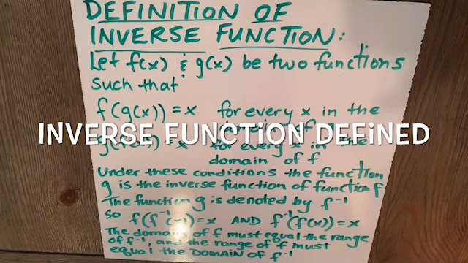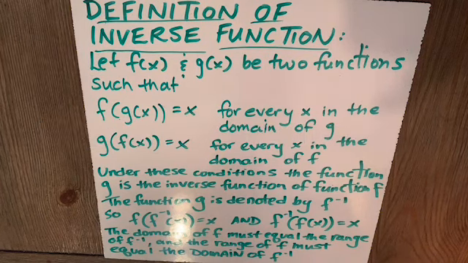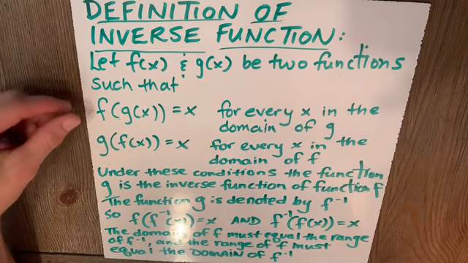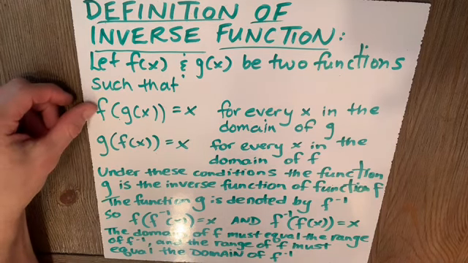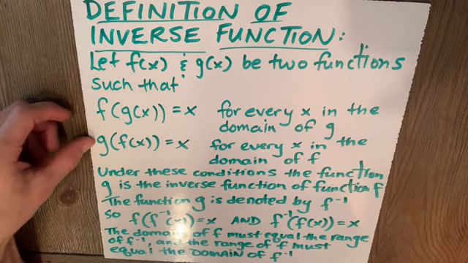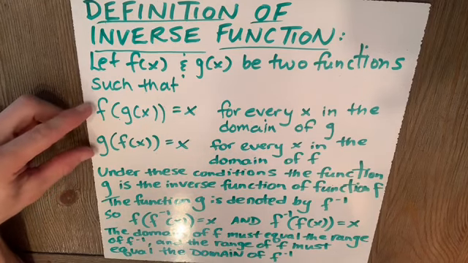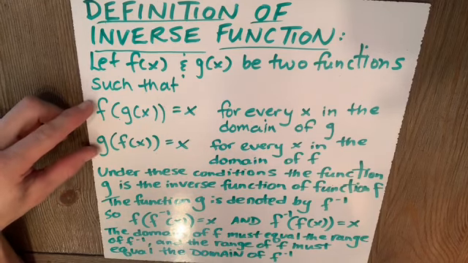The definition of an inverse function. Let f of x and g of x be two functions such that when we compose them, f of g of x gives us x for every x in the domain of g, and g of f of x gives us x for every x in the domain of f. We mentioned earlier that this is the test to make sure you've actually found the inverse.